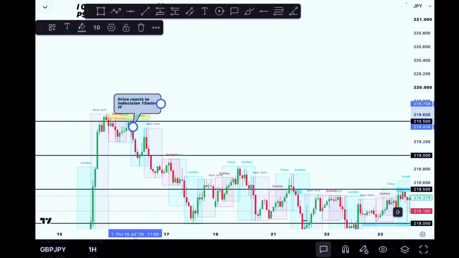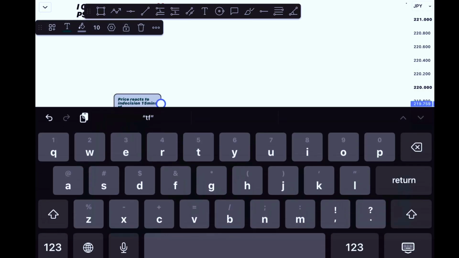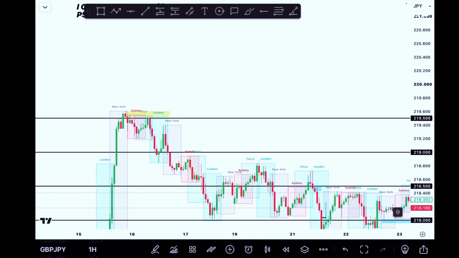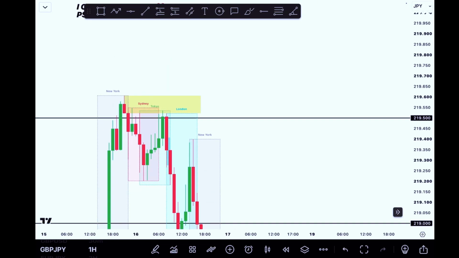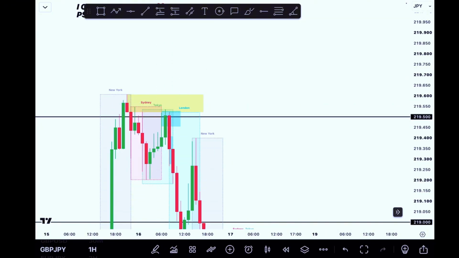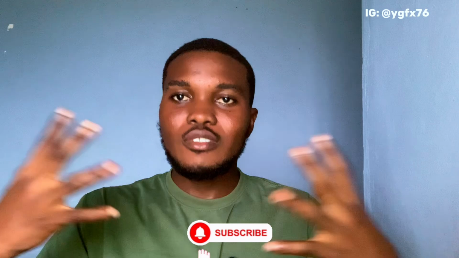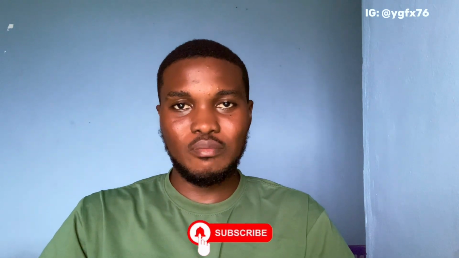So we can see how price reacted to this zone, right? Yeah. We can see how price reacted to this zone, right? Clean, clean, clean. This very zone, clean. So this is how to plot psychological levels on gold and GBP JPY.